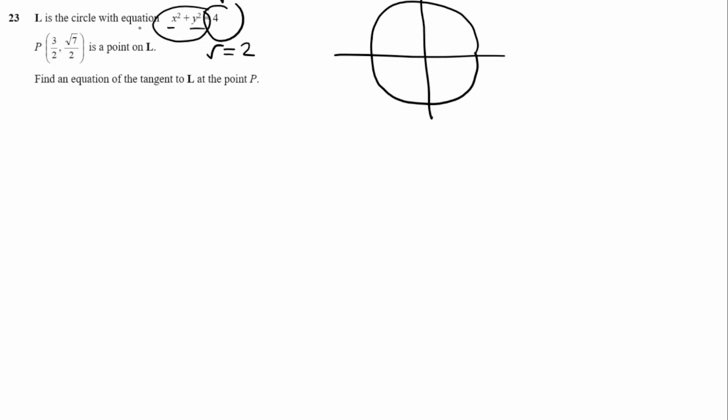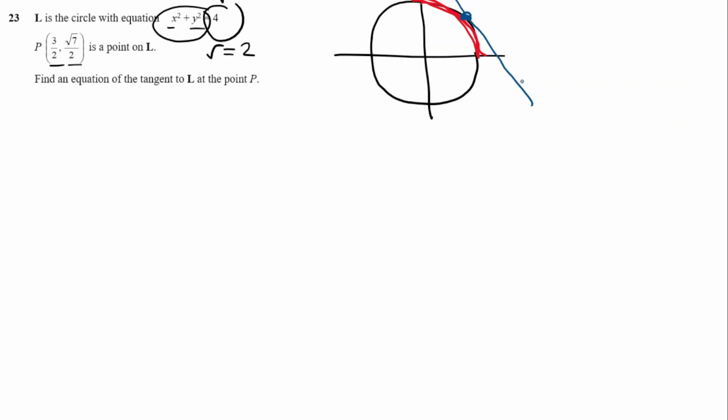Now point P, both x and y coordinates are positive, so point P is going to be in this first quadrant where both x and y coordinates are positive. So let's just put it down somewhere there. It doesn't need to be precise. Now the tangent, remember, is a line which touches a circle or a curve at one point and one point only. In other words, something like this.